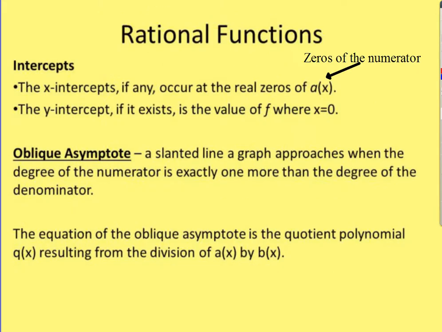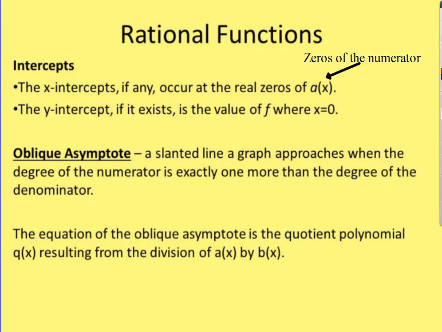Now, if the n value is greater than the m value, we could have an oblique asymptote if the degree of the numerator is exactly 1 more than the degree of the denominator. And to find the equation of that oblique asymptote, you are going to divide a of x by b of x, and the quotient of your polynomial will be the equation of your oblique asymptote.